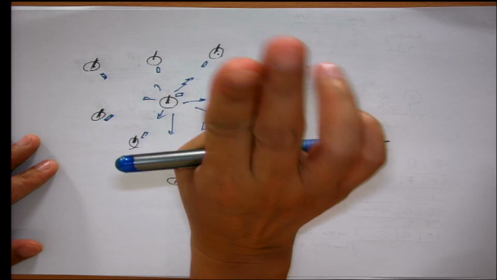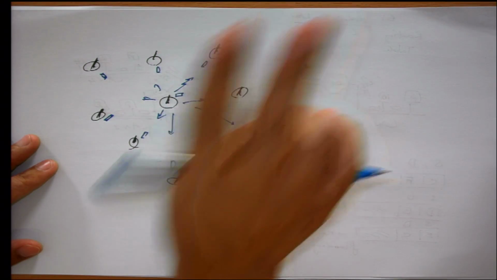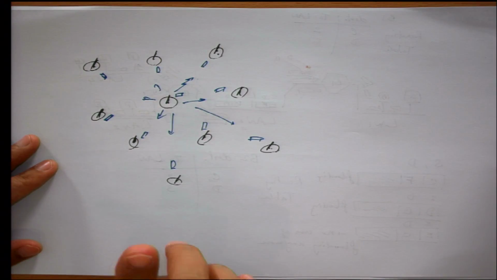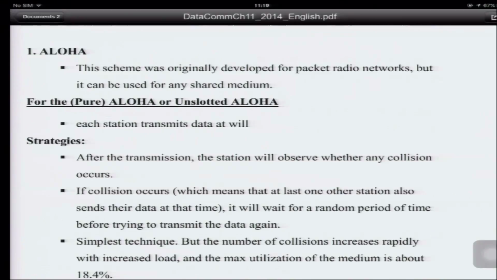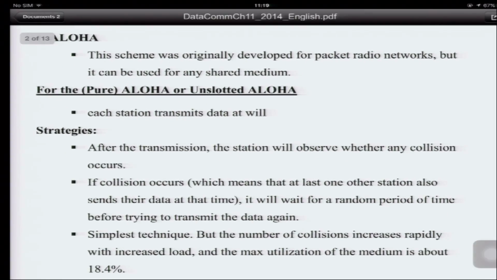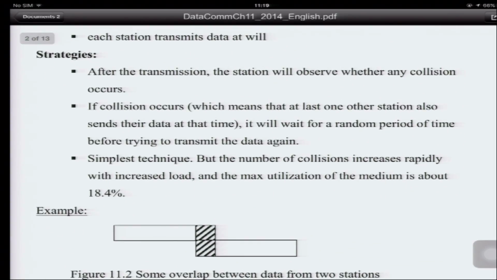There are two techniques of Aloha. The first one is unslotted Aloha, or we call it pure Aloha. Another one is called slotted Aloha. Let's look at the first one, pure Aloha or unslotted Aloha. This is the same as what I just told you: the station transmits data at will. Whenever you want to send, just send, and just observe whether any collision occurs. If it occurs, we wait for a random period of time before trying to transmit again.